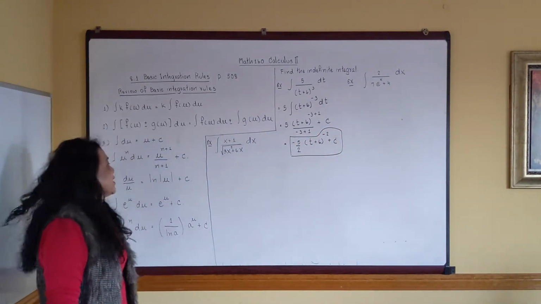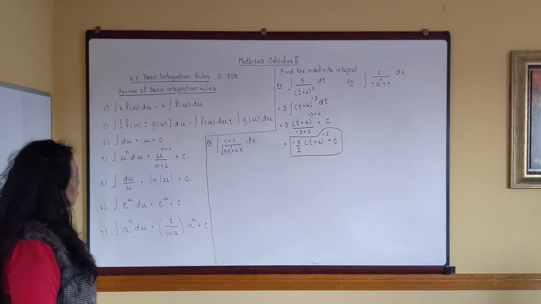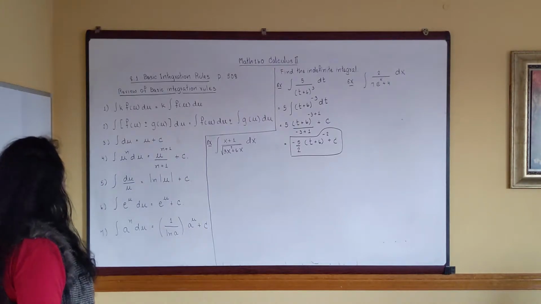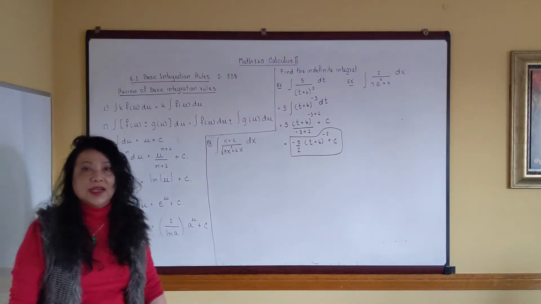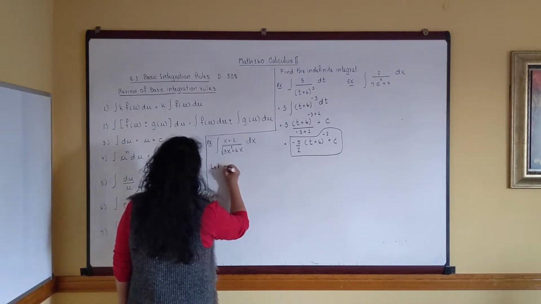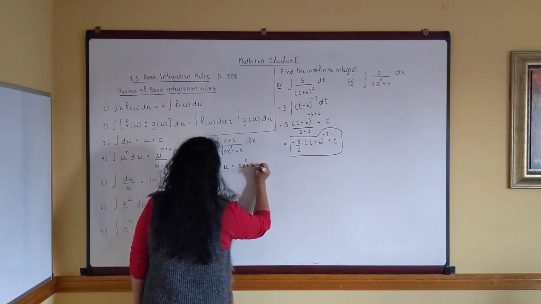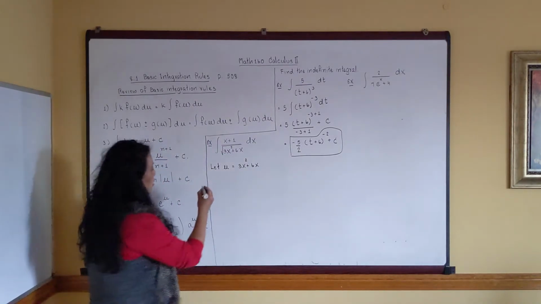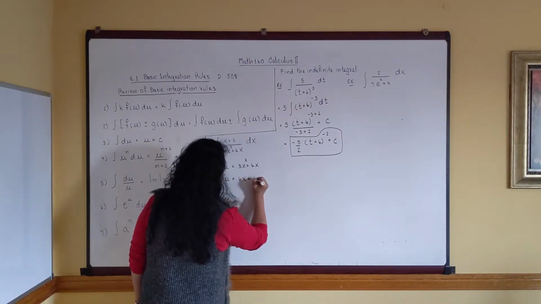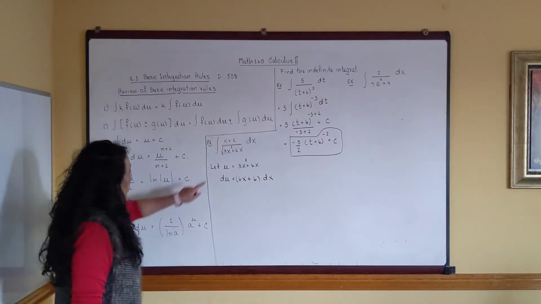Alright, let's look at the second example. Let's say this is example 2. It doesn't fit any formula here, so I'm going to use the u substitution. I'm going to let u equal 3x squared plus 6x. So that's my u. Then my du is going to be 6x plus 6 dx. Right?